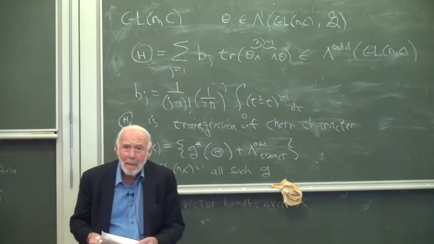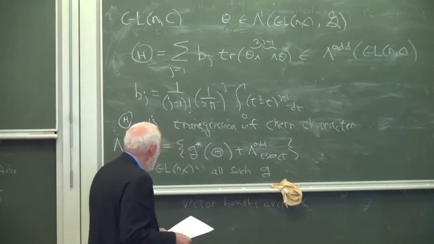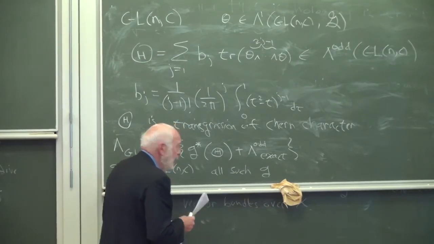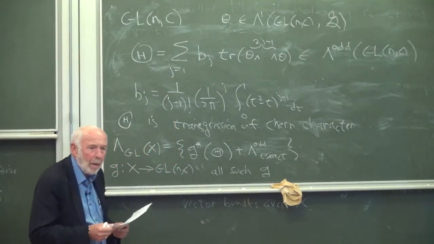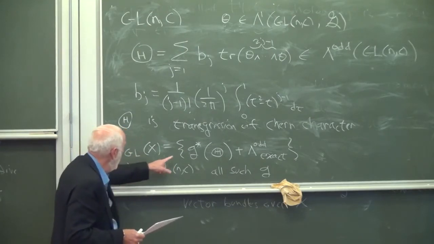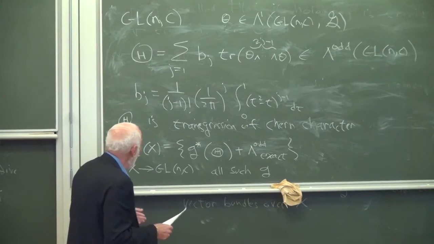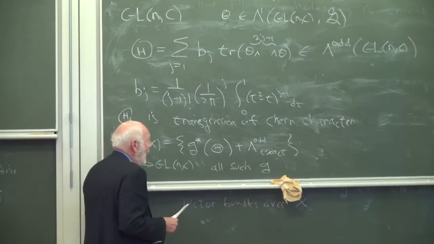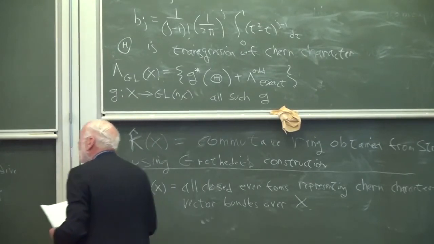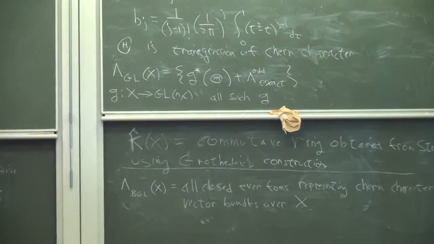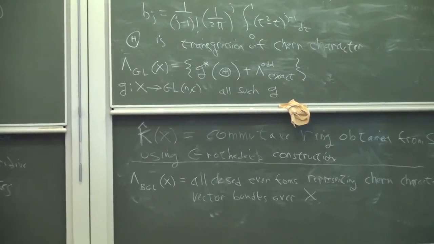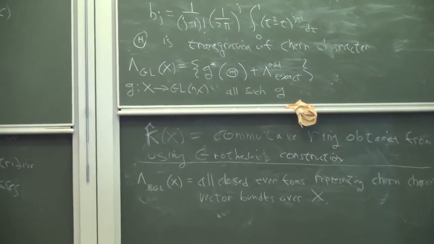In fact, I've often wondered if you can get all those exact things from maps into the group, but it doesn't matter. There it is. So this is wedge GLN. And so what's the motivation for defining this? Well, it's the following, and it's kind of a nice fact. I'll just say it.